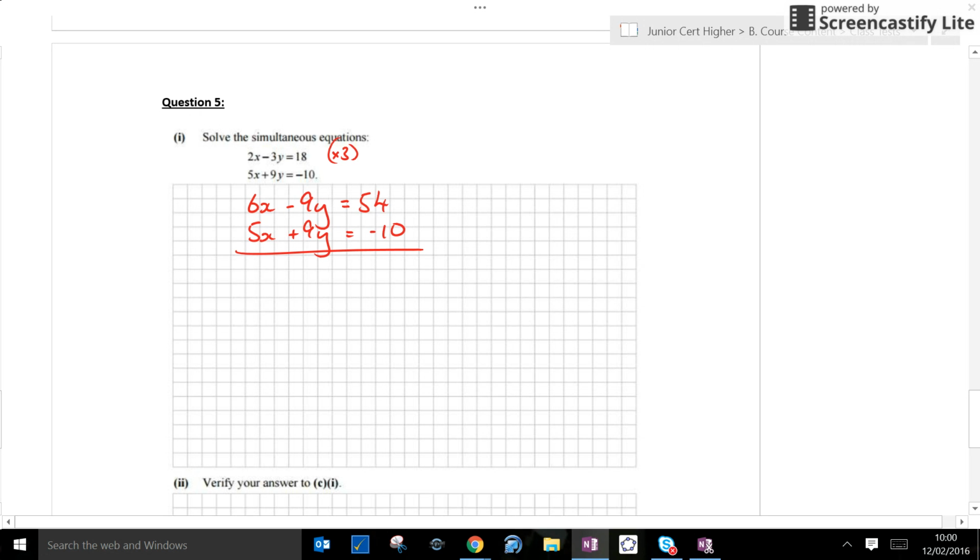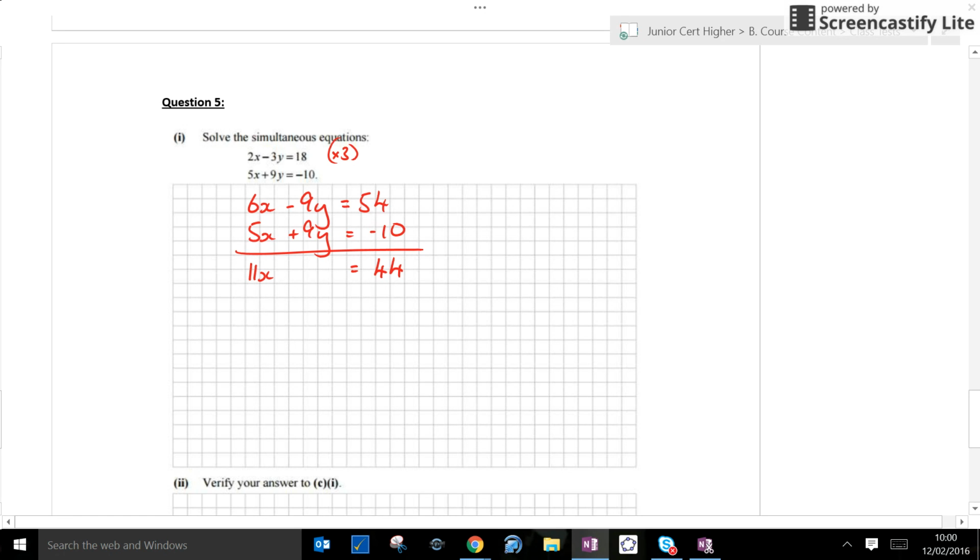So we now add the two equations. 6x add 5x is 11x. Minus 9y plus 9y, well, if I add and subtract the same number, I get 0. 54 minus 10 is 44. So 11x is equal to 44.